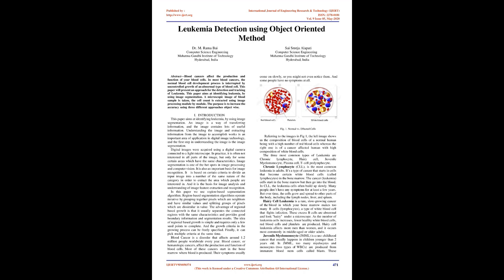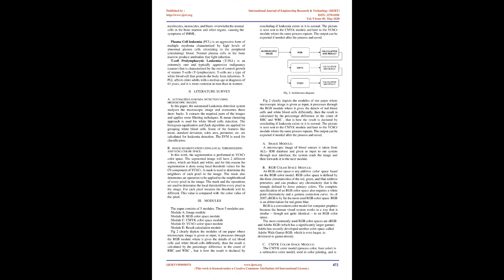But over time, the cells grow and spread to other parts of the body, including the lymph nodes, liver, and spleen. Hairy cell leukemia is a rare, slow-growing cancer of the blood in which your bone marrow makes too many B cells, lymphocytes, a type of white blood cell that fights infection. These excess B cells are abnormal and look hairy under a microscope. As the number of leukemia cells increases, fewer healthy white blood cells, red blood cells and platelets are produced. Hairy cell leukemia affects more men than women, and it occurs most commonly in middle-aged or older adults.